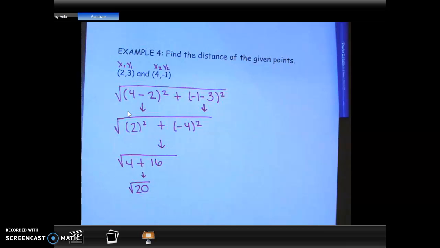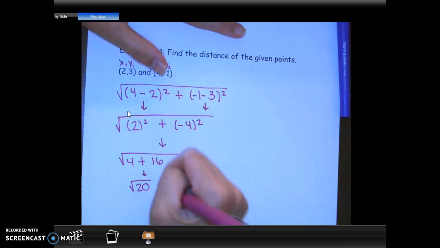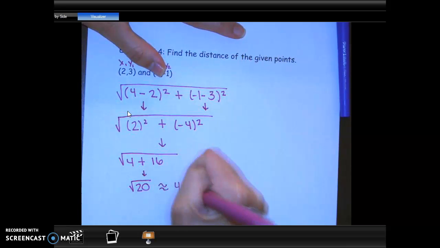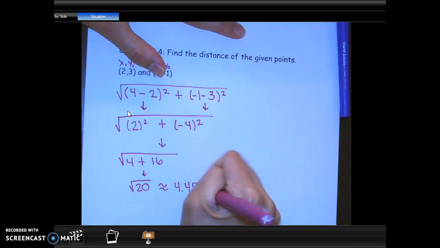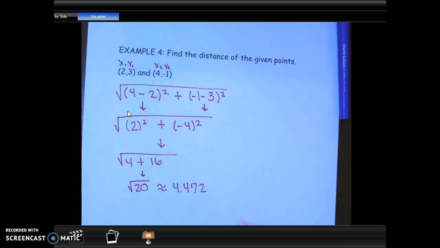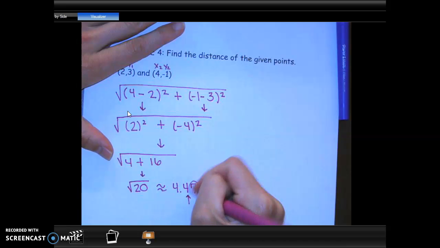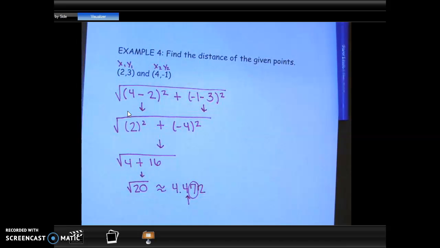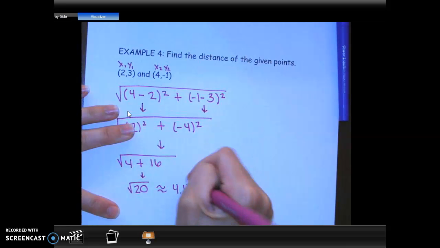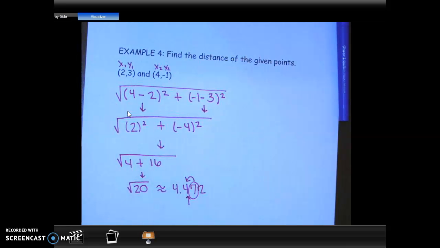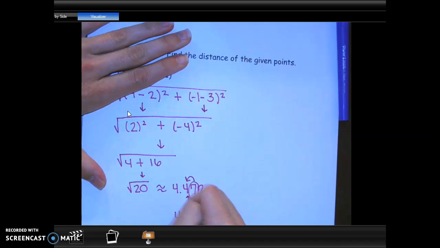So if this was a question on your homework, you would round to the nearest tenth. So this is giving us 4.472 and so on. Nearest tenth means 1 decimal. So we're going to stop here. Just to remind you the rules: 5 or more, raise the score. Okay? So 7 is more than 5, so we're going to raise this score. So our final answer would be 4.5.